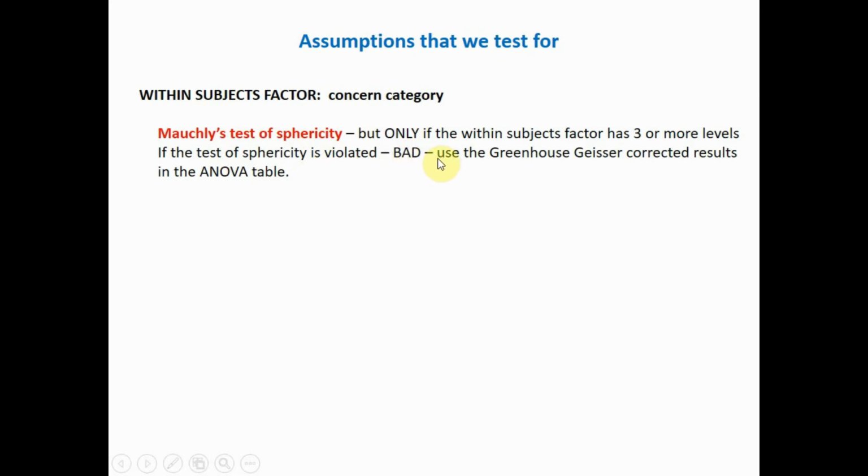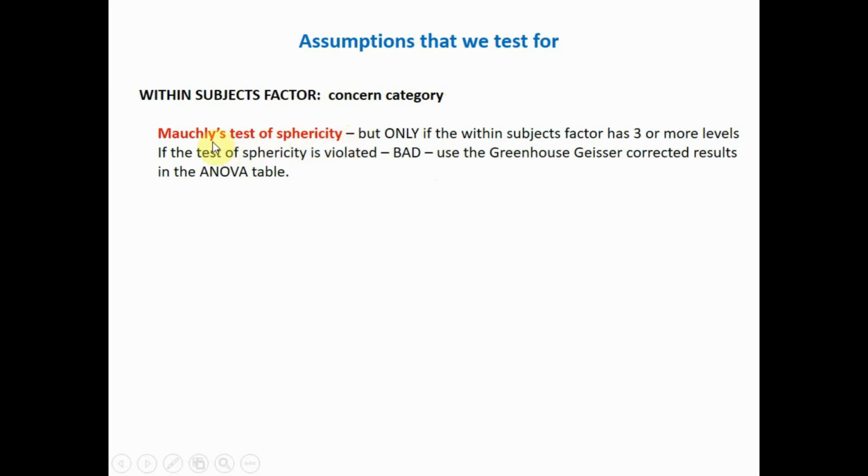So it's bad. But the good news is that if you are using SPSS, whether the assumption is violated or not, it's going to give you a row of data called Greenhouse-Geisser. Greenhouse-Geisser is just the output of the test that's been corrected for the violation. So when you are looking at the F value for the main effect of concern category, the within subjects variable, you would check for sphericity. If it's not significant, then yay, you can just look at your two-way ANOVA, and it'll say sphericity assumed.